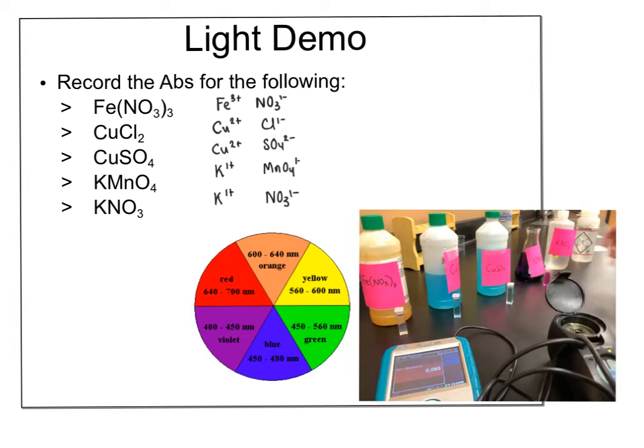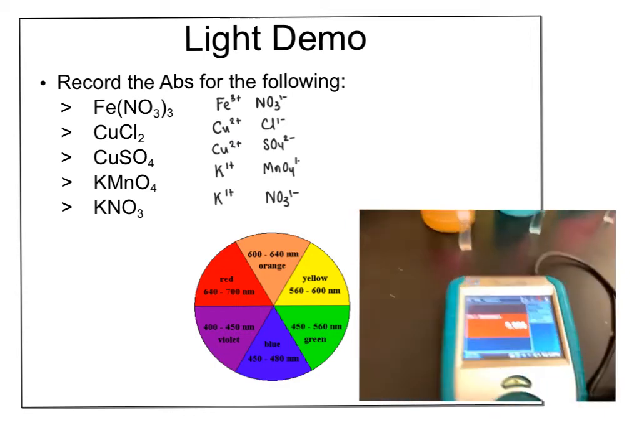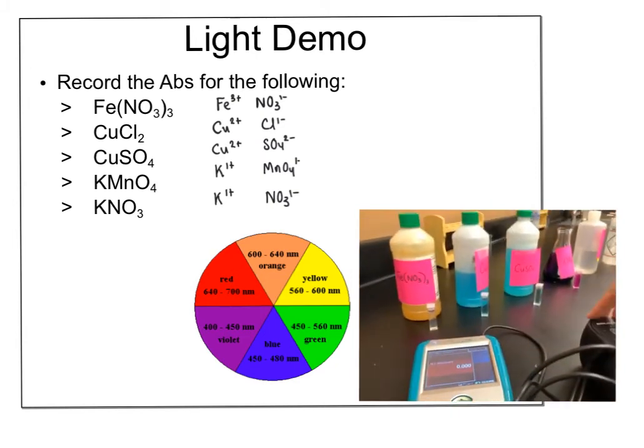And lastly, KNO3. I'll just stick that in there, I guess. I don't really know what to calibrate it to because it's clear. Ooh, 0. Okay, so here's what I would like for you to notice. Hopefully you recorded those absorbances for me. But a couple of things I want you to see.